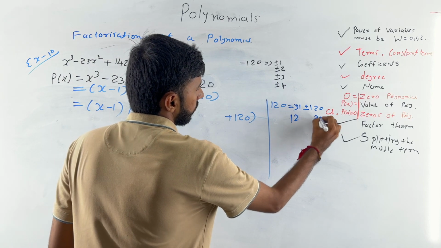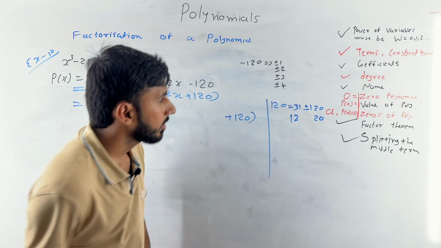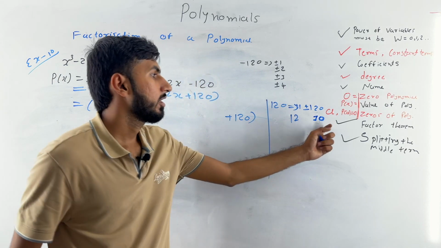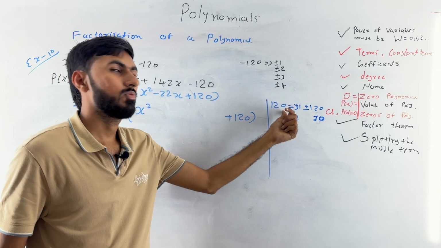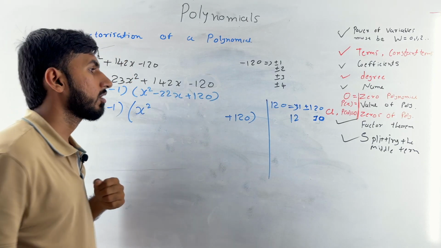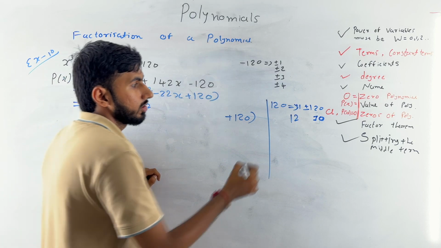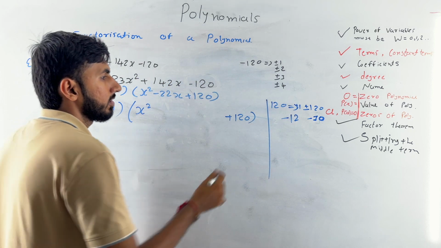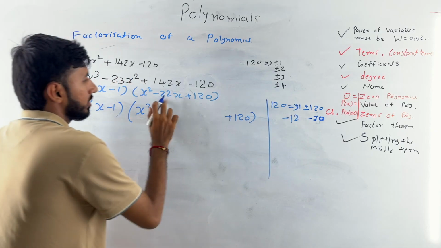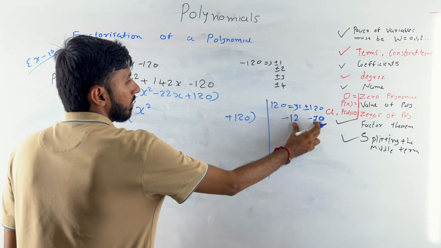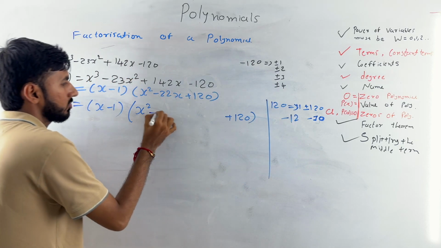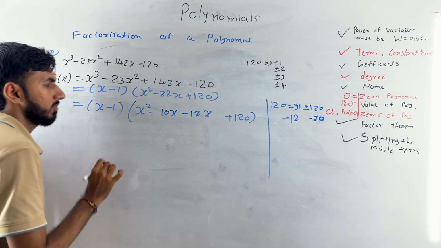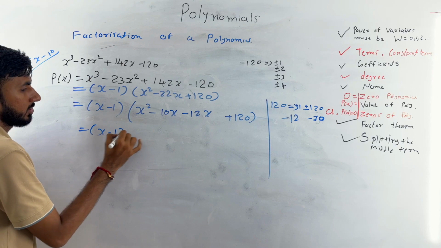Let me write 12 and 10. Multiplication of 12 and 10 is 120. I want minus 22 as the addition of both, so I will take minus 12 and minus 10, right? Minus 12 plus minus 10 is equal to minus 22, and the multiplication of both will be 120. So I can write x square minus 10x minus 12x plus 120. This will come as it is.